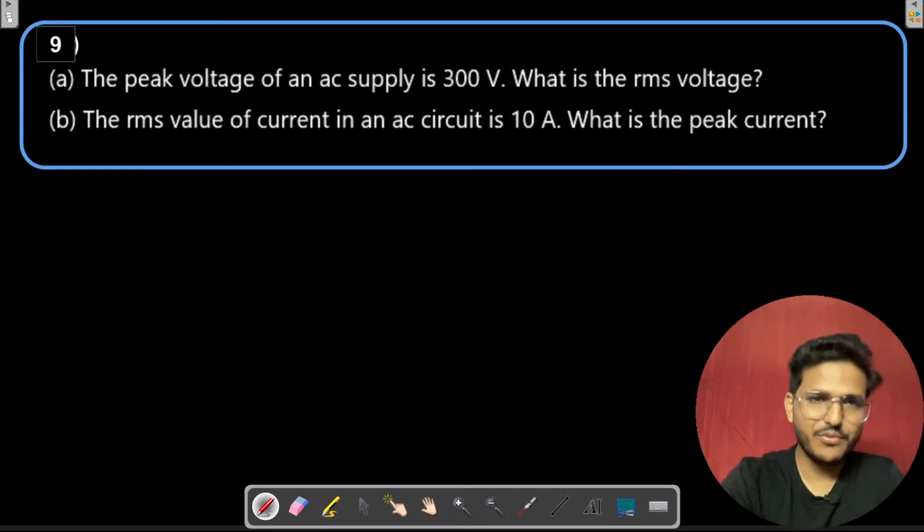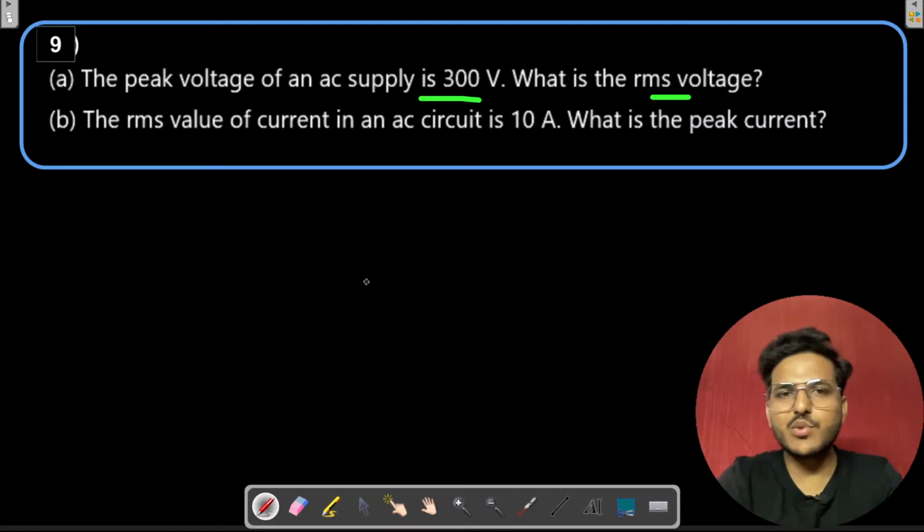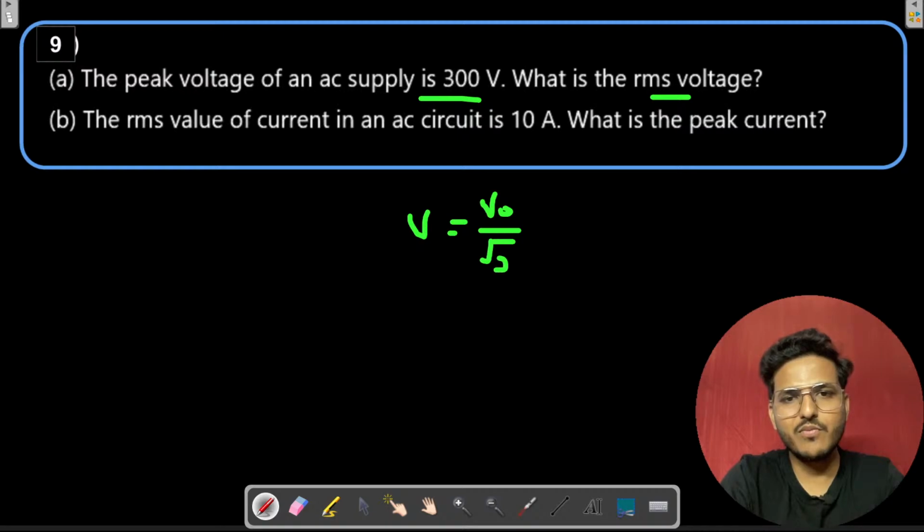Okay, fine. The peak voltage of an AC supply is 300 volt. What is the RMS voltage? As you know, Vrms is equal to V naught upon root 2. And you have 300. 300 is basically V naught.